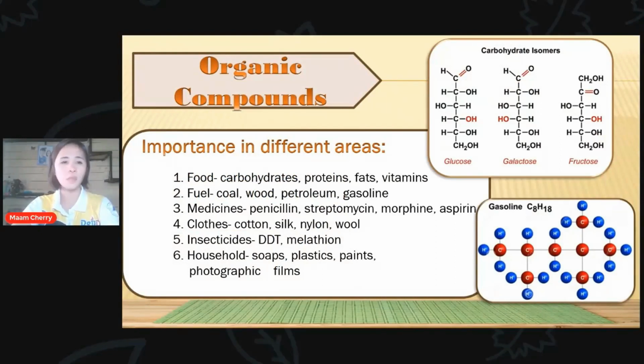Medicines. So penicillin. Pag sinabi natin penicillin, saan ba ginagamit ang penicillin? Antibiotics are used to treat many types of infections caused by bacteria. They are used to treat infections of the middle ear. Pwede rin sa stomach and intestine, bladder, and kidney. They are also used for treating other serious infections. Next, yung streptomycin naman is an antibiotic medication used to treat a number of bacterial infections, including tuberculosis.